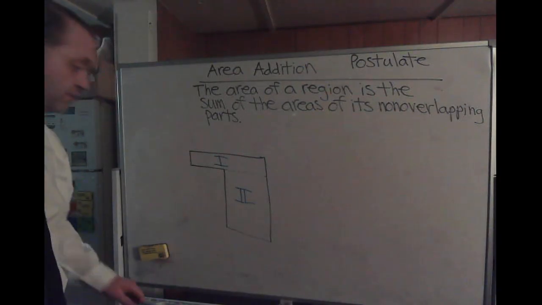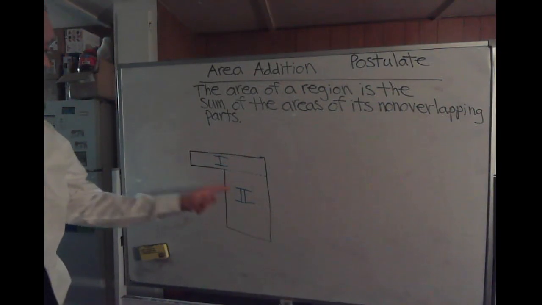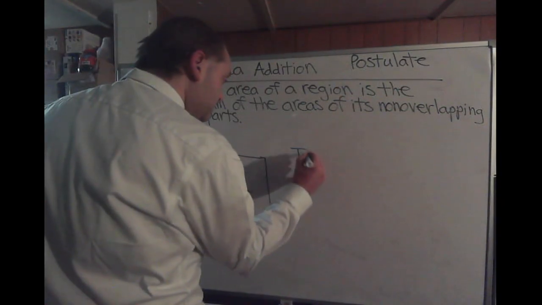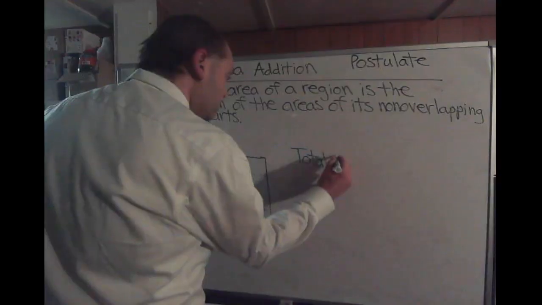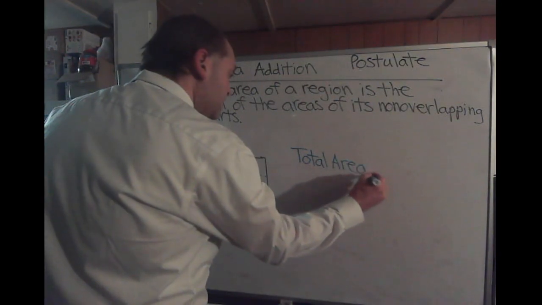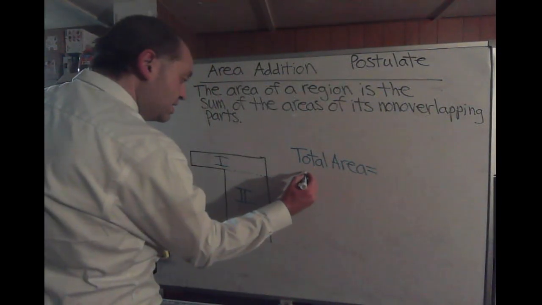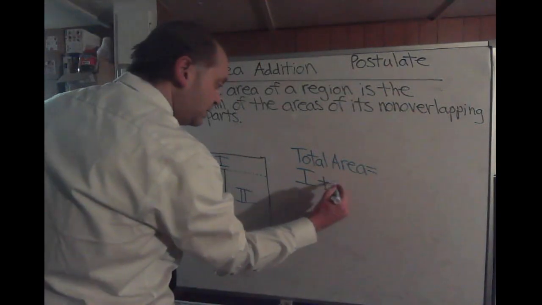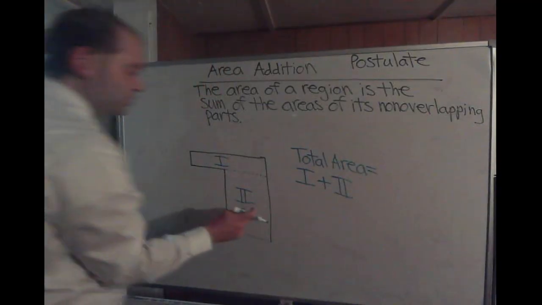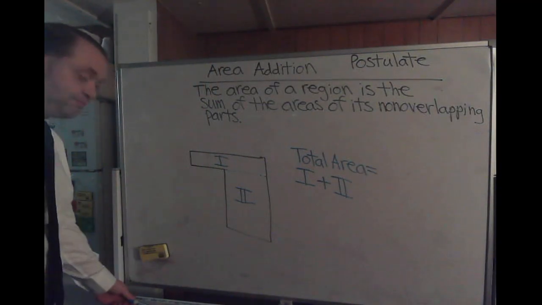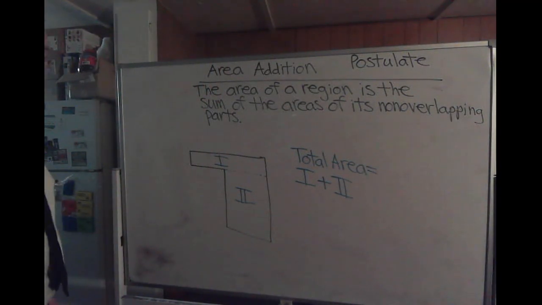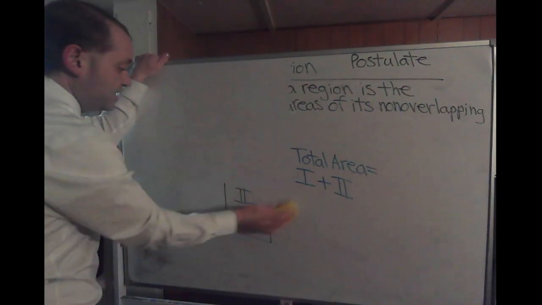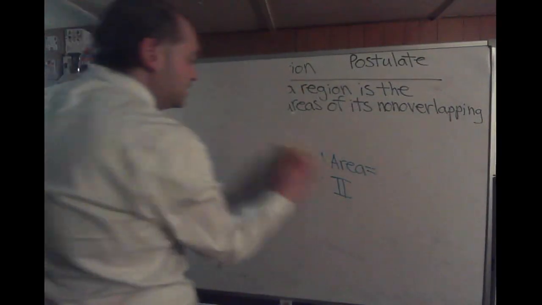So what you would do, of course, is find the area of the first region, then find the area of the second region, and then you would get the total area. So in this case, the total area equals the area of 1, which I'll just put as Roman numeral 1, plus the area of Roman numeral 2. So that's also a pretty straightforward postulate. And it's something that's actually going to help you quite a bit here with the exercises we have coming up in this lesson even.